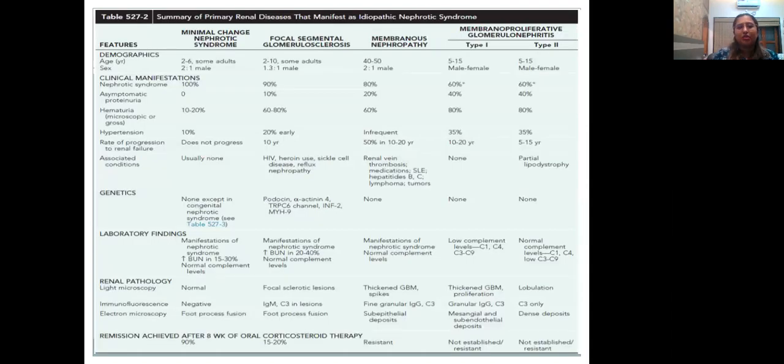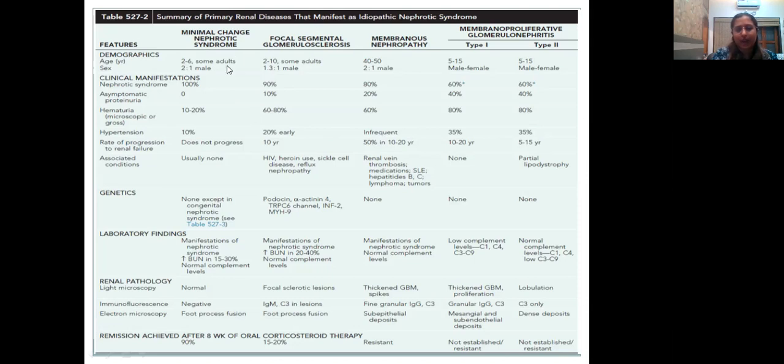So this is the summary of primary renal diseases that manifest as idiopathic nephrotic syndrome. Basically, what I mean to say is this chart has been taken from Nelson. It shows nephrotic syndrome, both minimal change, which is this, and these four are the types, as we have studied, of your non-MCN type of nephrotic syndrome.